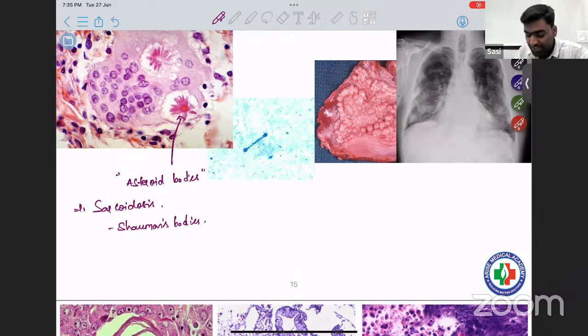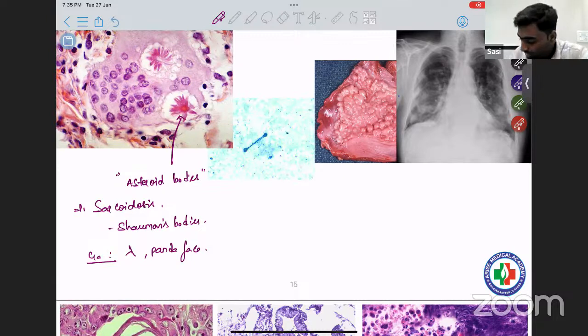This is how the asteroid bodies look. And in the case of sarcoidosis, remember one more thing. In the gallium scan, you can see the lambda sign and the panda face appearance. Panda face appearance. Okay? Yeah, most of you are getting it correct.